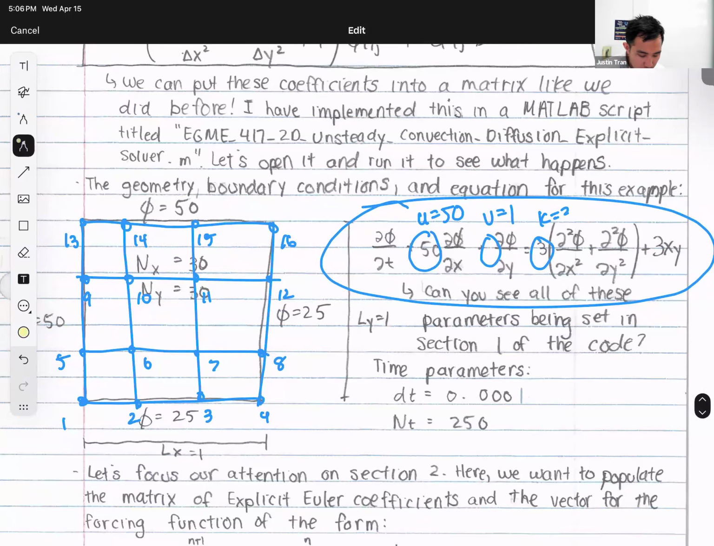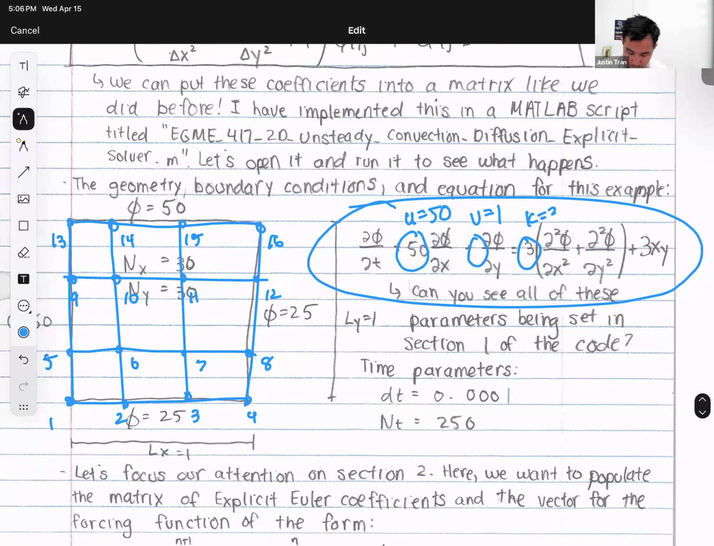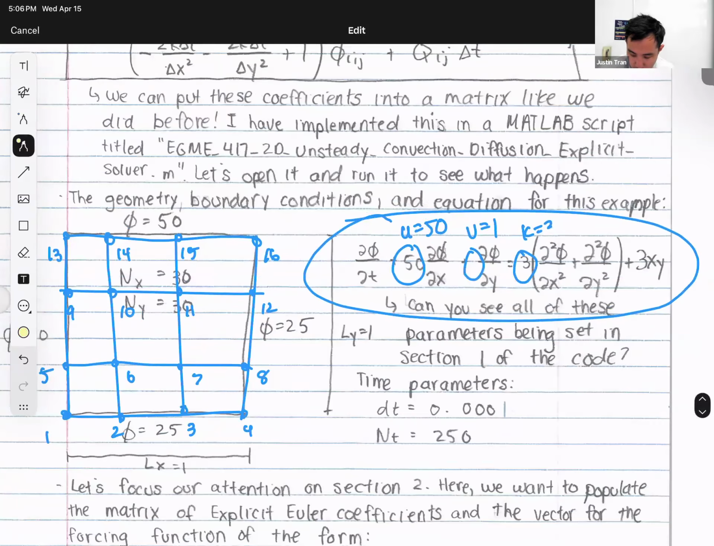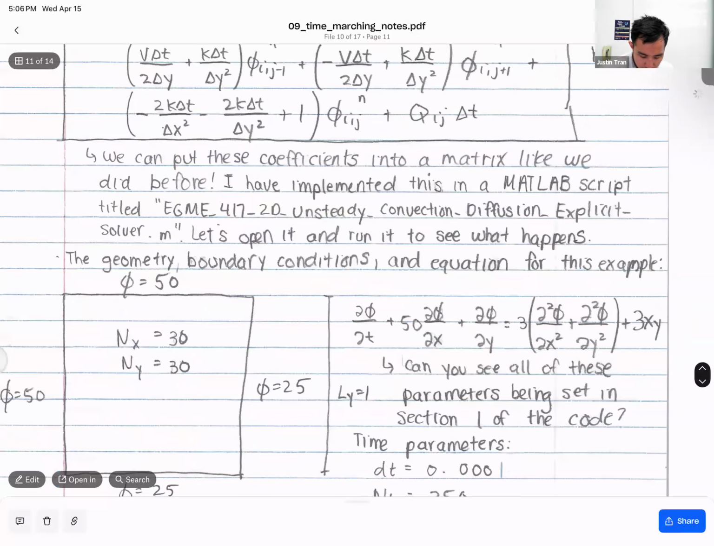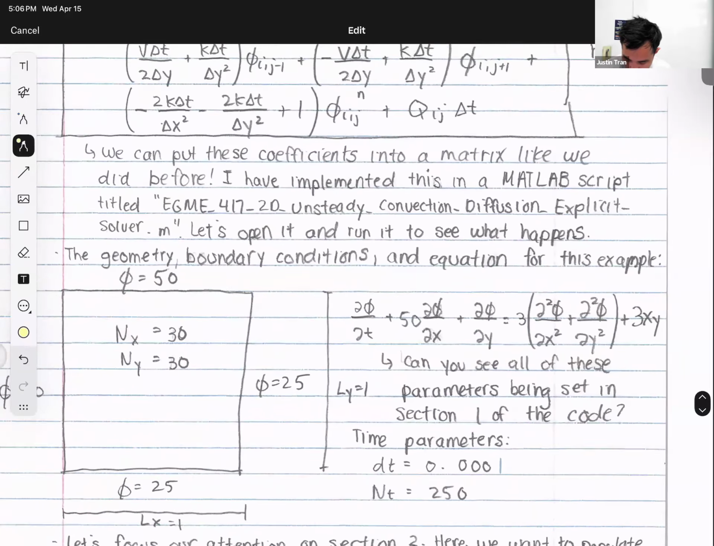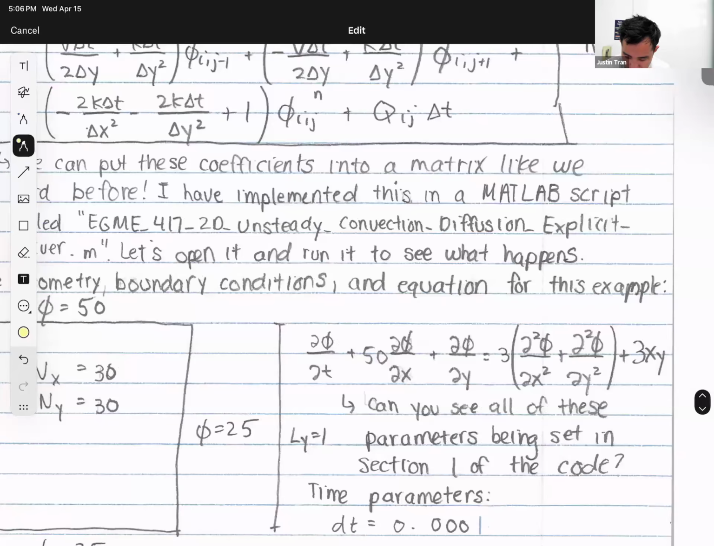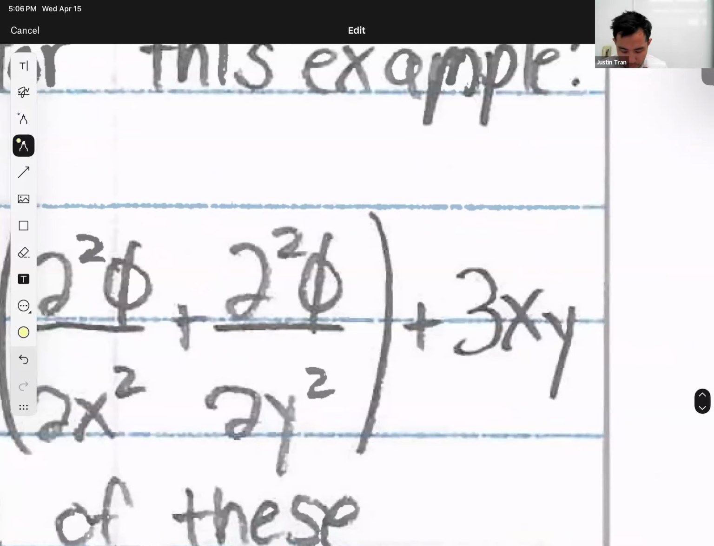So k is 3. And this time we actually have a source term as well. I don't know why it's not letting me draw again. Let me go ahead and re-enter here. The source term is 3xy.